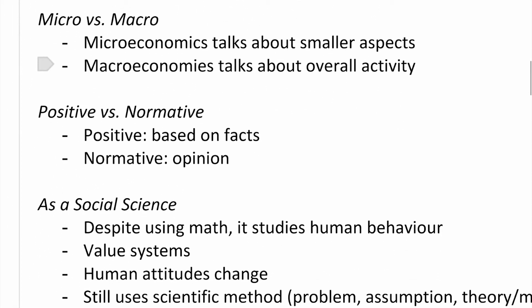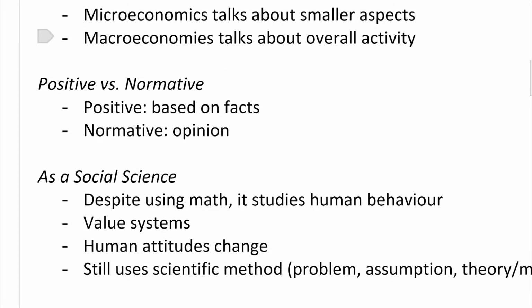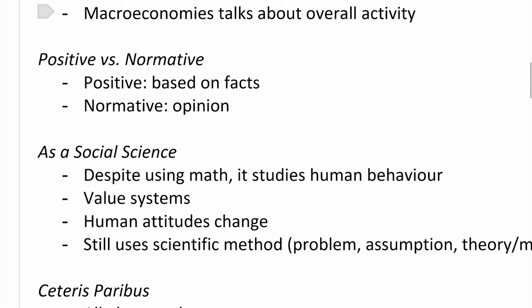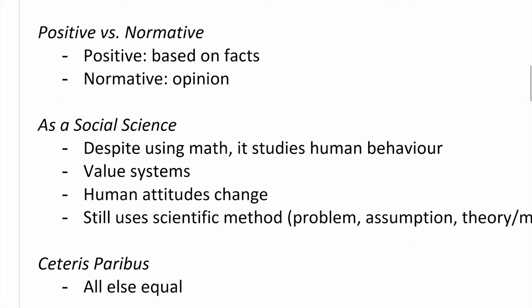So micro versus macro. There are two main strands of economics, microeconomics versus macroeconomics. Microeconomics, micro meaning small, talks about the smaller aspects of the economy, like individual households, firms, and markets. Macroeconomics is the opposite and measures the overall activity in the economy. That includes inflation, unemployment, GDP growth, and distribution of income.